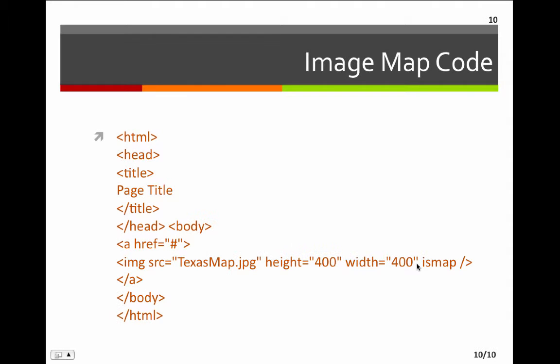Now the order doesn't matter. You might want isMap up here in front of src. It doesn't matter as long as it's inside the left angle bracket and the right angle bracket of your image tag. Then you're going to close your anchor tag, close your body, and close your HTML.